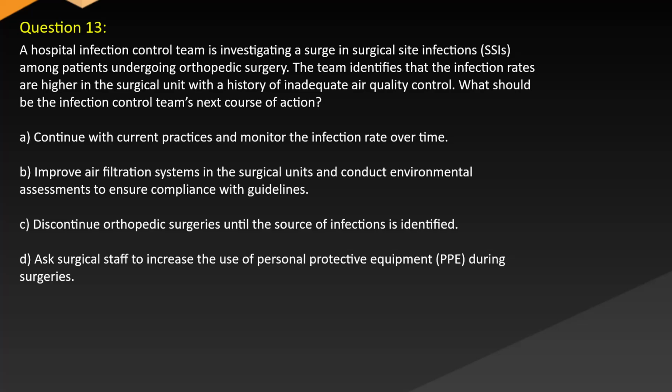undergoing orthopedic surgery. The team identifies that the infection rates are higher in the surgical unit with a history of inadequate air quality control. What should be the infection control team's next course of action? A. Continue with current practices and monitor the infection rate over time. B. Improve air filtration systems in the surgical units and conduct environmental assessments to ensure compliance with guidelines. C. Discontinue orthopedic surgeries until the source of infections is identified. D. Ask surgical staff to increase the use of personal protective equipment, PPE, during surgeries.